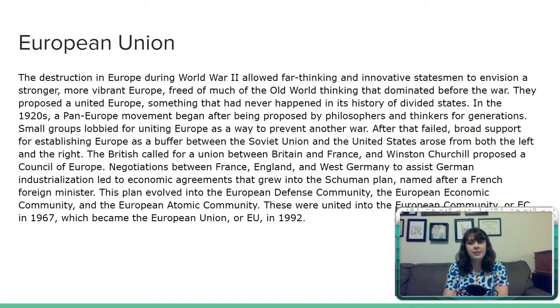Negotiations between France, England, and West Germany to assist German industrialization led to economic agreements that grew into the Schuman Plan, named after a French foreign minister. This plan evolved into the European Defense Community, the European Economic Community, and the European Atomic Community. These were united into the European Community, or EC, in 1967, which became the European Union, or EU, in 1992.